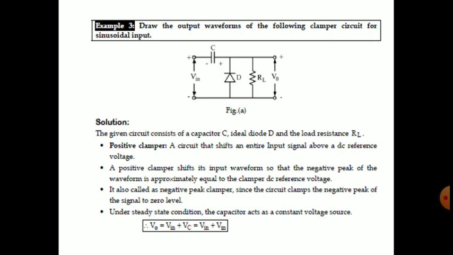Draw the output waveform for the following clamp circuit. Right? We are going to solve the problem from the concept of a clamper. The solution is also available in the same slide. First try to solve it by yourself. If you don't get the answer, then see the solution and understand it by yourself. Okay, this is a do-it-yourself type of problem.